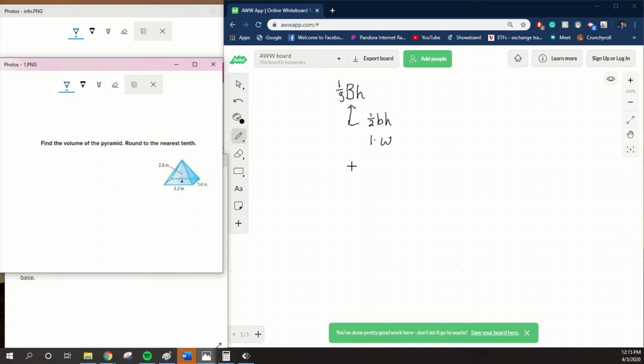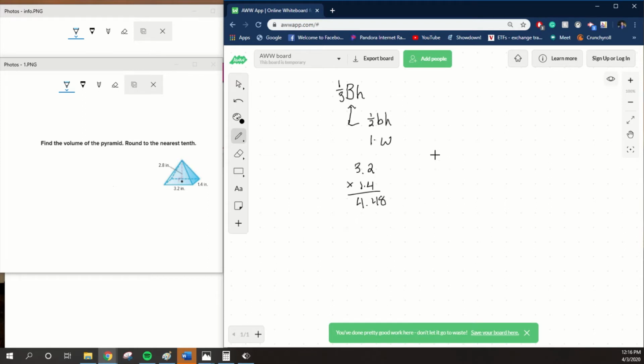To find the area of that base, I'm going to take 3.2 and multiply it by 1.4. When I multiply 3.2 times 1.4, I get 4.48. I'm not going to round to the nearest tenth yet because that's not my answer. That's just what I'm using. So I have 4.48 as the area of our base.